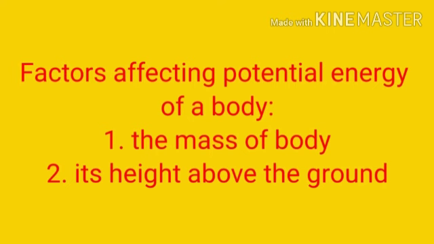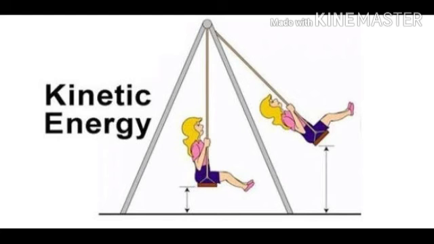So children, we have seen that there are two factors which affect the potential energy of a body. One is its mass and another is its height above the ground. Now children, we will learn about kinetic energy.